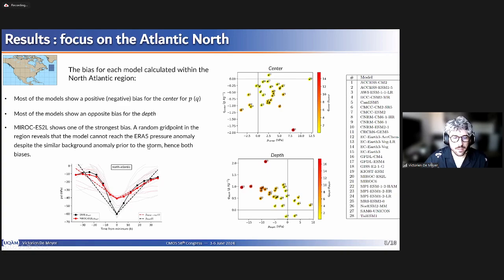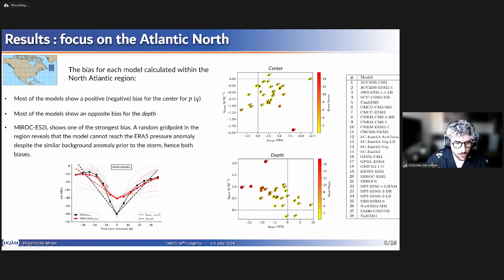So it means that taking, for example, a random model here, I decided to take the MIROC-ES2L on a random grid point of that region. It's one of the models that shows one of the strongest biases when it comes to the pressure. So you can see it's number 20, and it has a pretty high anomaly. And pretty high bias, sorry.